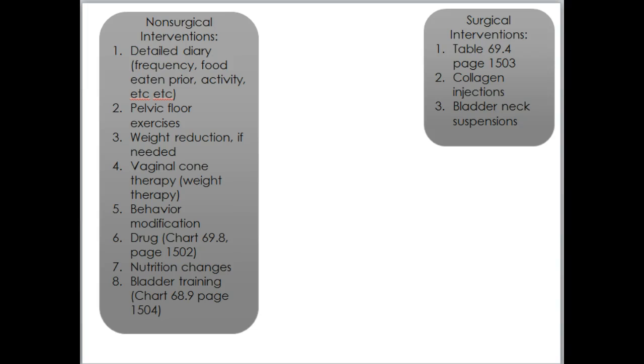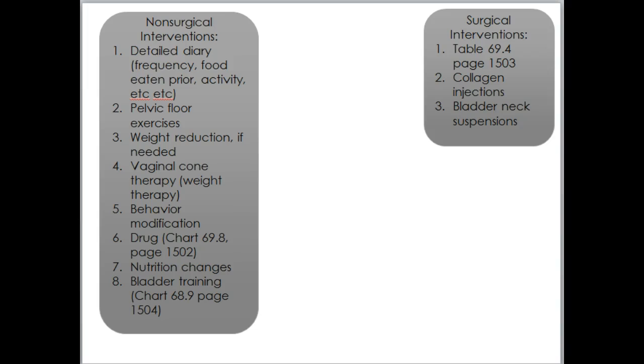You want to have them do a detailed diary, okay? So we figure out when this is happening, what is going on, things like that. And the diary can also help see if there's any triggers. Is it a food? Were you jumping? Any things like that. With some people, unfortunately, it is weight related. It can be related to obesity. So we do want them to lose weight if possible, because of the increased abdominal pressure from the obesity.